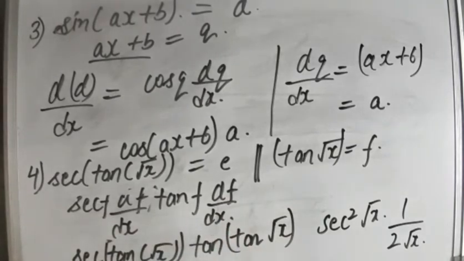Okay, you must be wondering how this tangent root x came here? Df upon dx. Okay, df upon dx is here, secant square root x, 1 upon 2 root x. This is our differentiation. So pause the video to note it down.